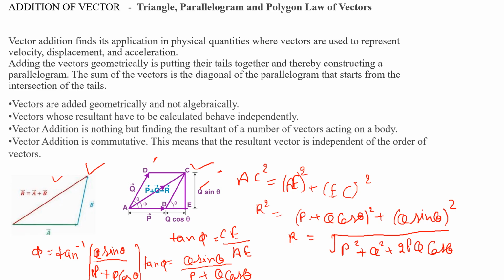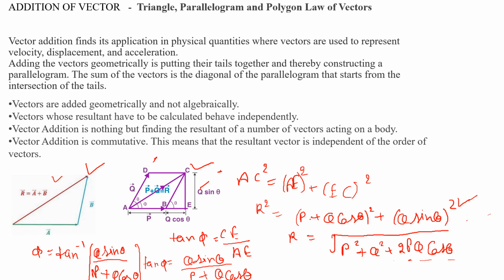In case of addition of two vectors by the parallelogram method, the magnitude of the resultant will be given by this formula: AC square is equal to AE square plus EC square. Then we get the formula: resultant R square is equal to (P plus Q cos theta) whole square plus (Q sin theta) whole square. Now R is equal to root of P square plus Q square plus 2PQ cos theta.